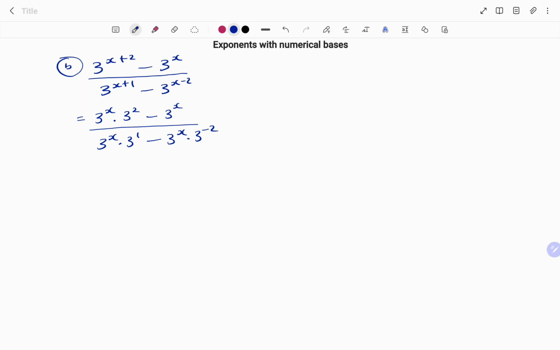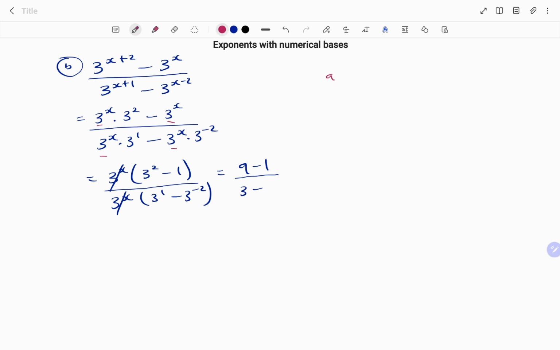If I check each term, I know I'm going to see that 3 to the power of x is common. So I'm going to factorize at the top and at the bottom. Factoring out 3^x, I'm left with 3 squared minus 1 over 3 to the power of 1 minus 3 to the power of minus 2. This cancels. I'm left with 3 squared, that's 9, minus 1 over 3 minus, going to the laws of exponents.